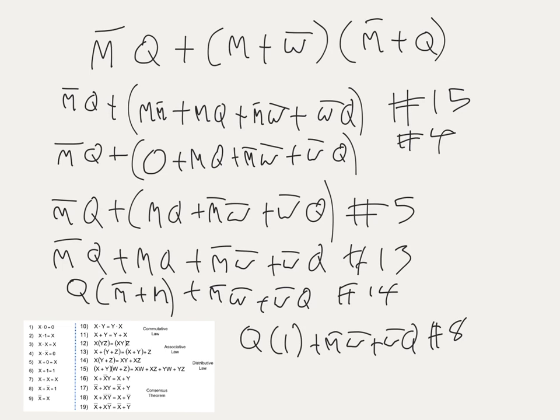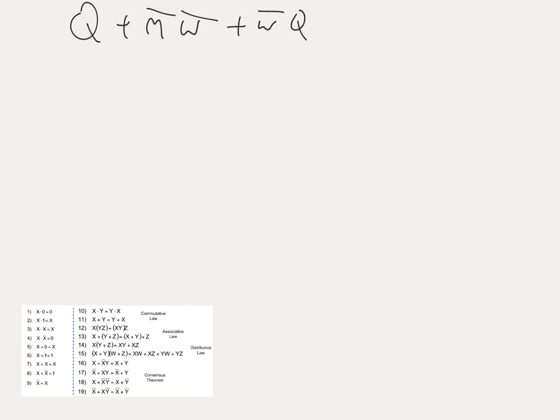Let's see what else we can do. Anything ANDed with a 1, that sounds like a theorem. Anything ANDed with a 1 is itself. Yep. Anything ANDed with a 1 is itself because of Theorem number 2. So that's just going to be q plus m naught w naught plus w naught q. I'm running a little out of space here, so I'm going to get a fresh sheet and move this up to the top so we can keep going.